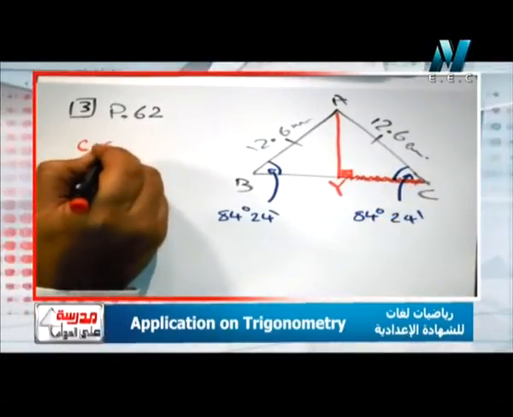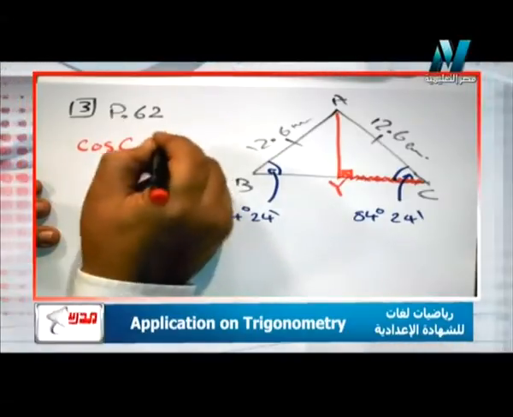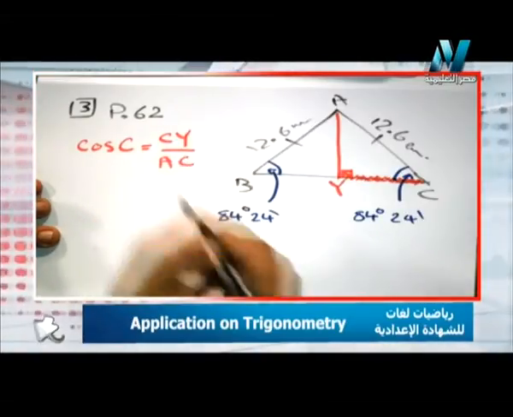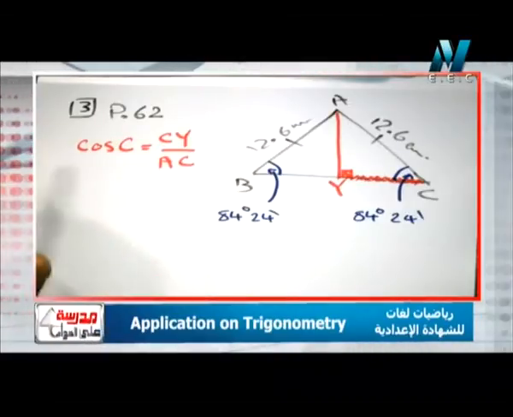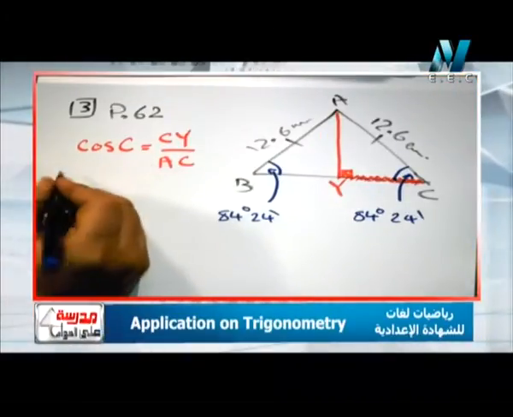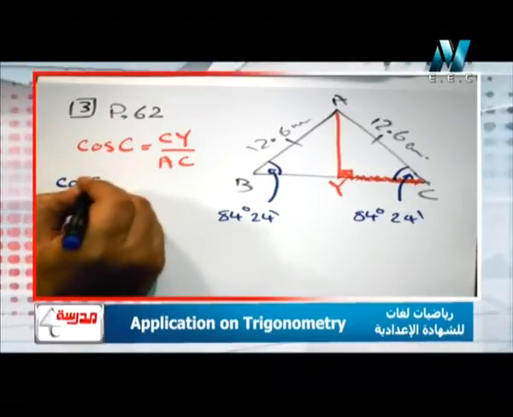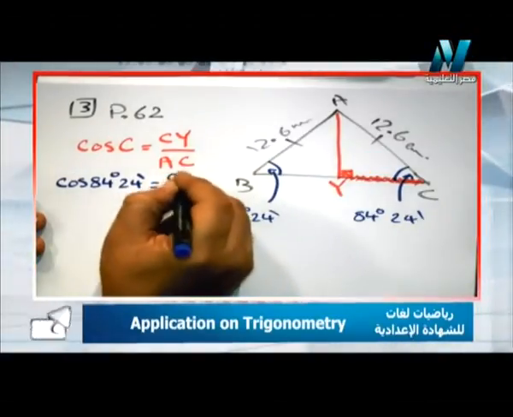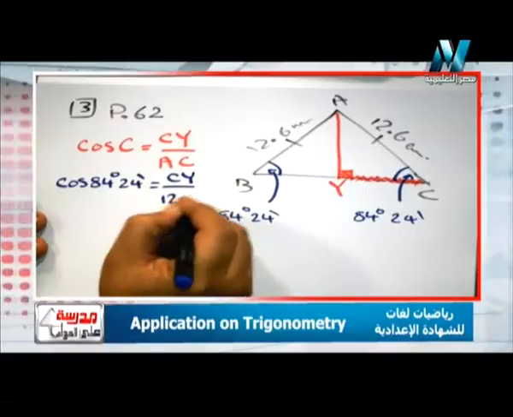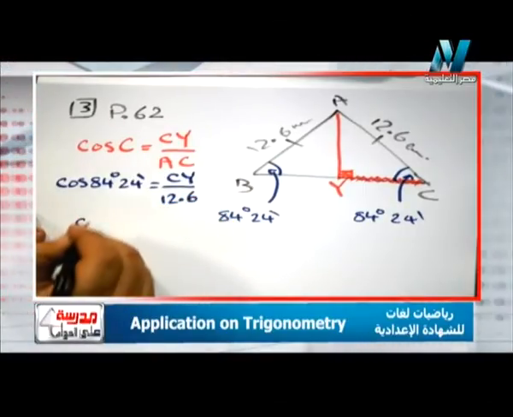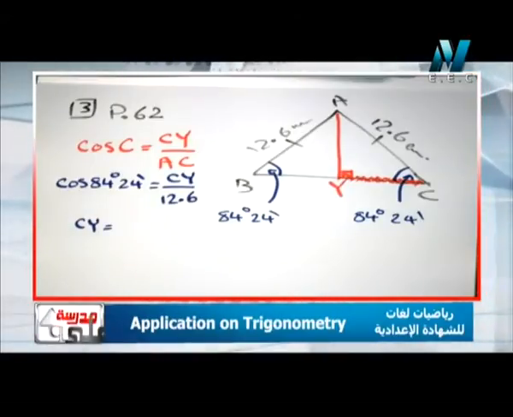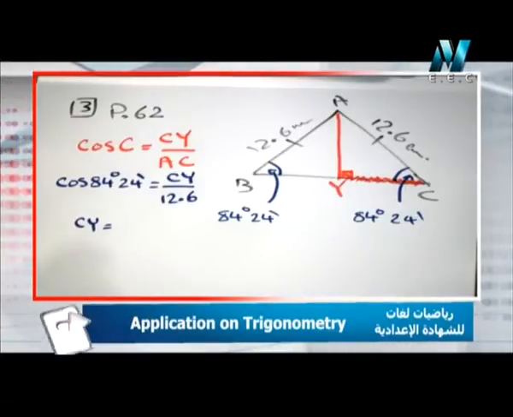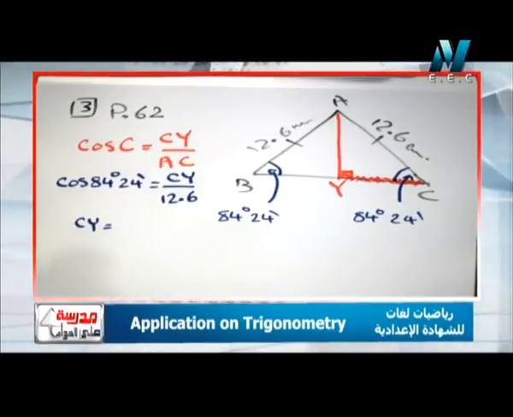So cosine angle C equals the length of CY over the length of AC. I'm going to replace the letters by numbers. So cosine 84 degrees 24 minutes equals the length of CY over 12.6. So CY equals, using your calculator, all you have to do here is multiply 12.6 by cosine 84 degrees 24 minutes.